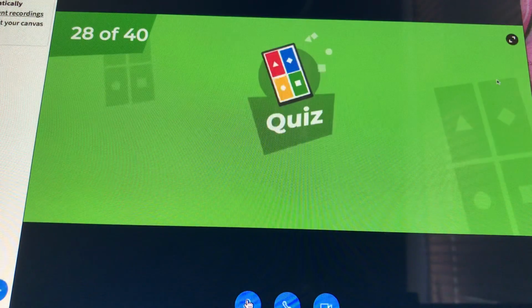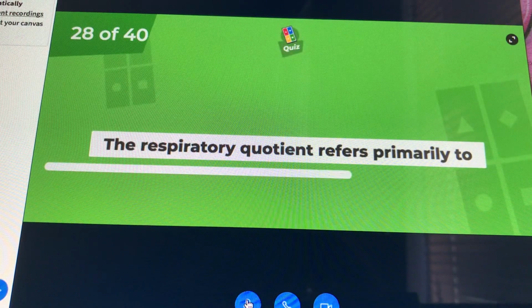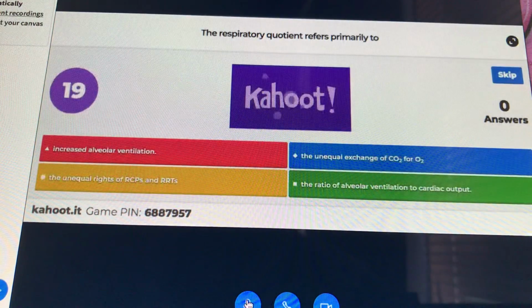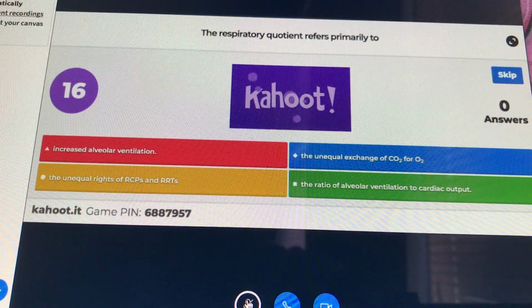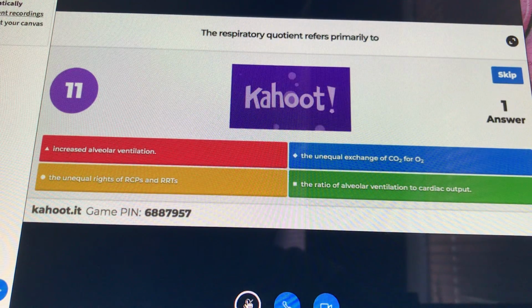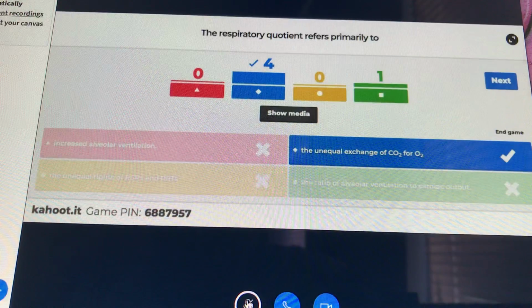All right, so it's back in the leads. The respiratory quotient refers primarily to the unequal exchange of carbon dioxide for oxygen. So remember, respiratory quotient is referring to the respiratory gases. What are the respiratory gases? Carbon dioxide and oxygen.